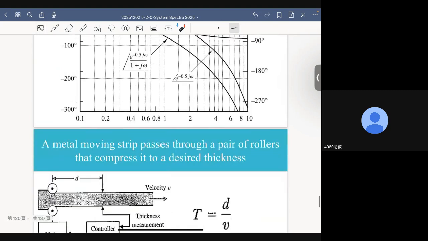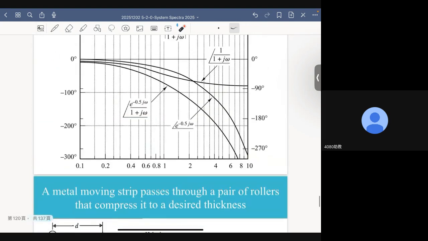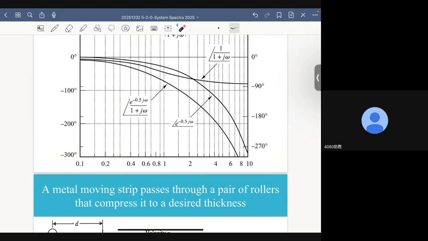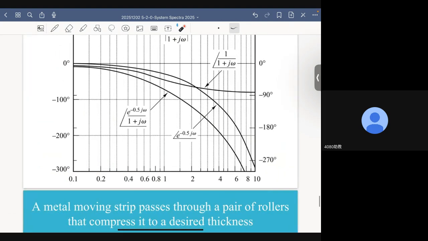The reason is that the frequency axis here is actually log omega, okay? It is easy to tell this is the case because the spacing between these points is not the same. These points are not equally spaced. And if I add this curve with this curve, what I get is this curve, which is the phase response of the time delay first order system.